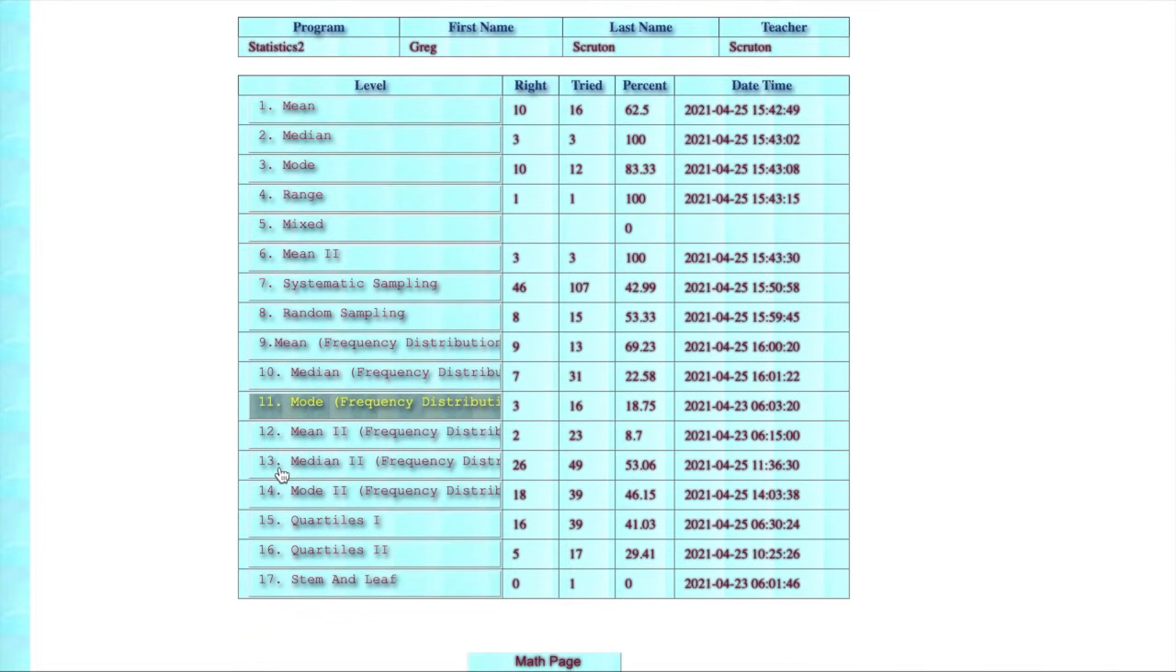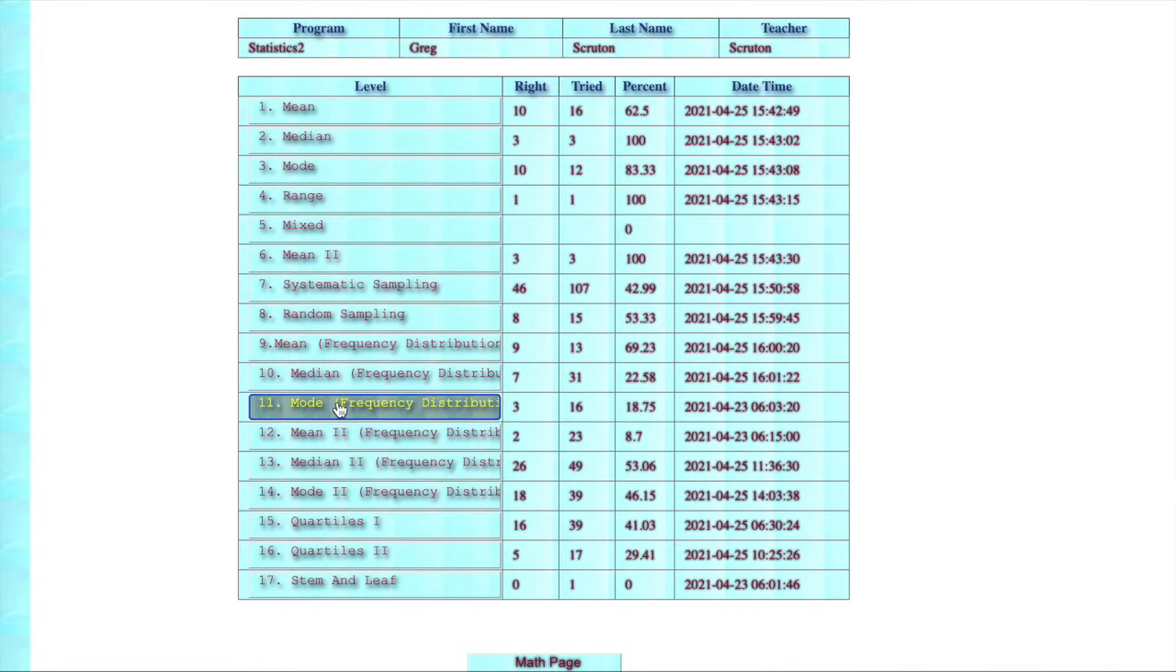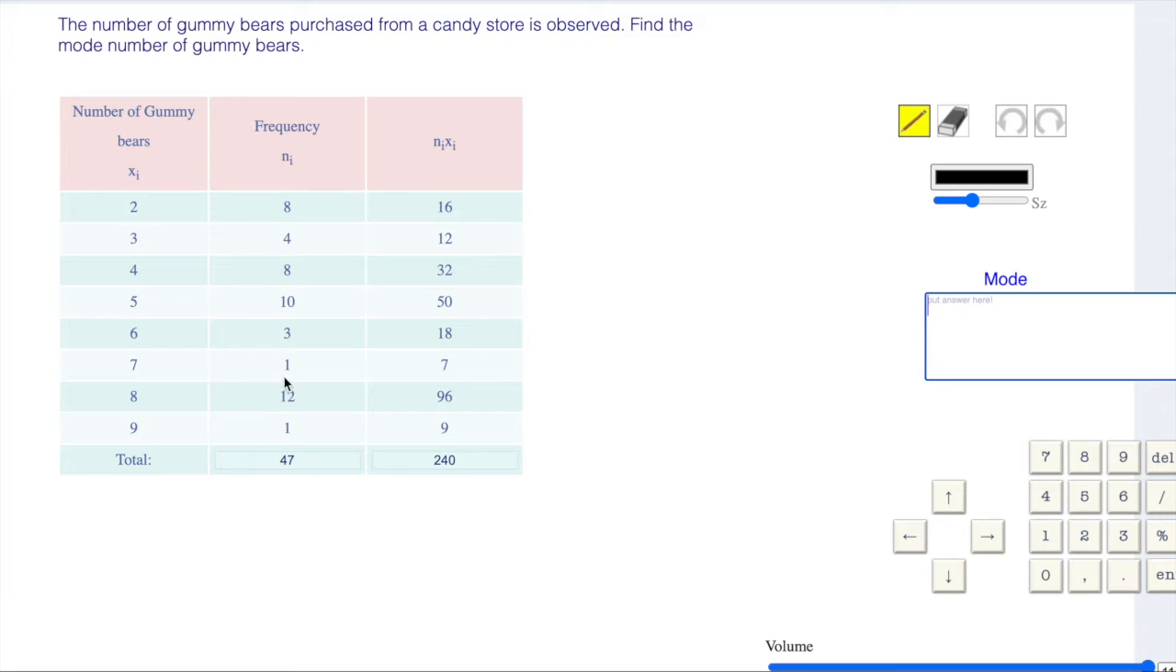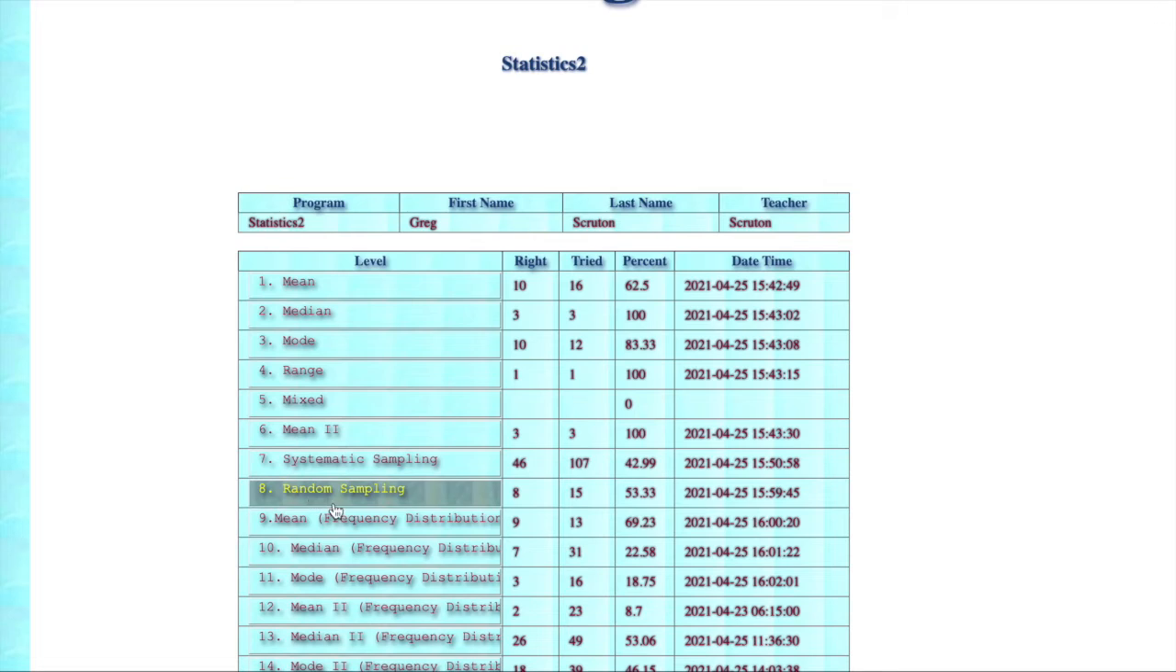The next level is the mode, the most frequent. We can see that the number of gummy bears that were purchased was 12. 12 people bought 8 gummy bears. The most frequent number is 8. 8 gummy bears were bought by 12 people, whereas 7 gummy bears were only bought by 1 person. Then after that, we have median 2.